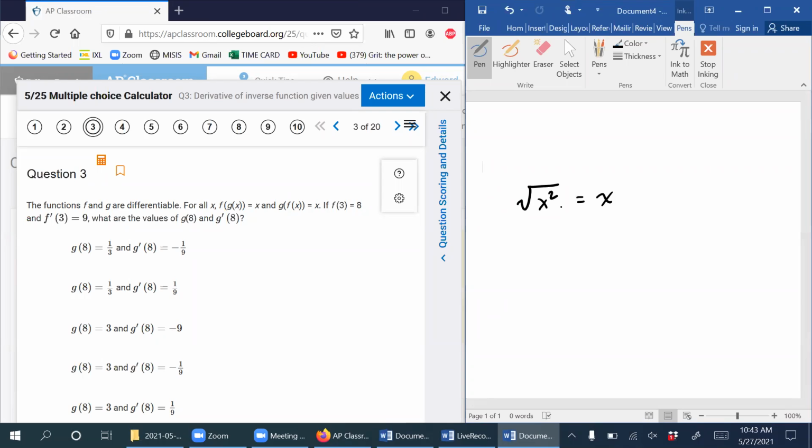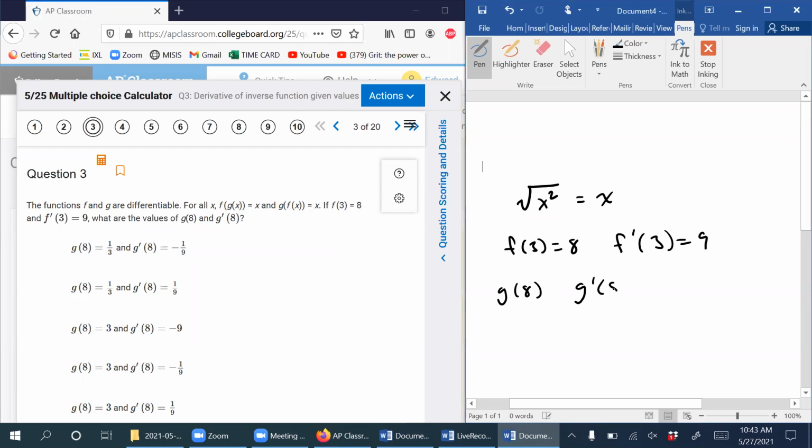So if f of 3 is 8, okay, f of 3 is 8, and f prime of 3 is 9, what are the values of g of 8 and g prime of 8, okay? So we had a thing about this before, about inverses, like the derivative of inverse functions. Do you guys remember this?